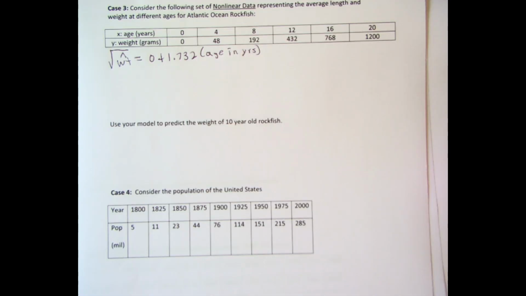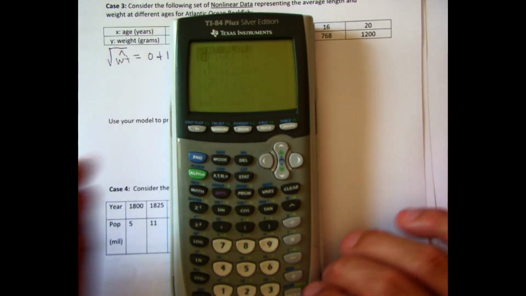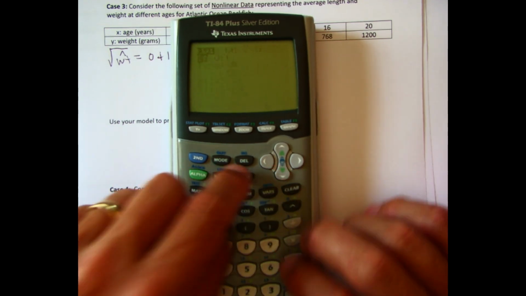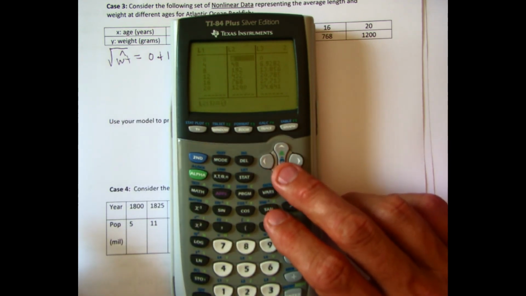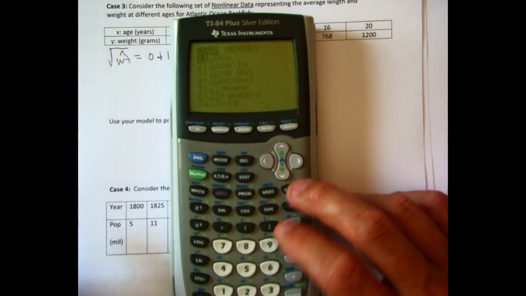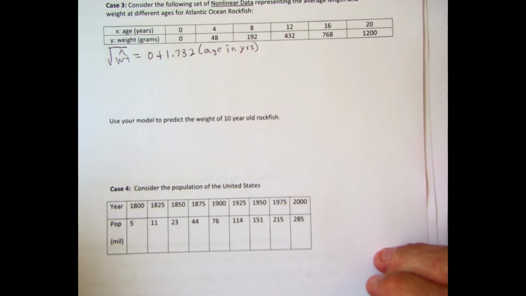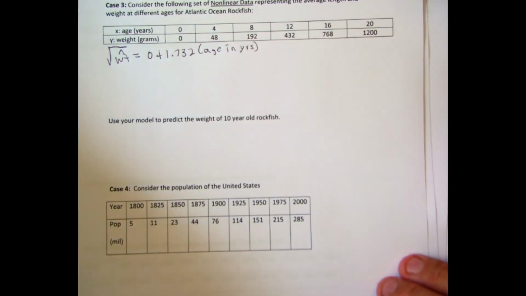All right. So in case 3, if we were to plot those, L1 versus L2, I put these into L1 and L2. There's the age and the weight of the rockfish, and I was to graph it. It comes out curved. Okay, so we got to go down the ladder of powers. So what are we going to do?